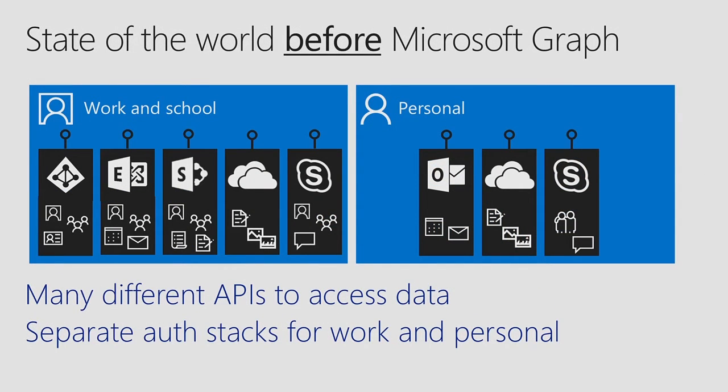To give you an idea of why this is a big deal, let's look at the state of the world before the graph. Before the graph, we still had all those services, and we still had APIs that could get to all those services. But they were very different. Not only were they completely different APIs with different patterns to access them, but in some cases they had completely different authentication methods, especially when you looked at work and school accounts versus personal accounts.